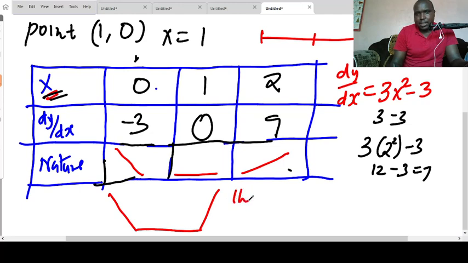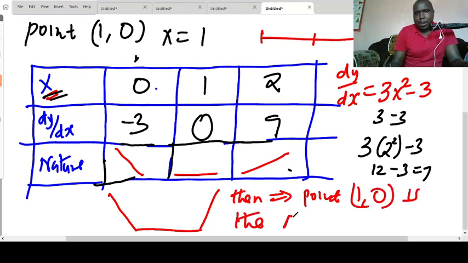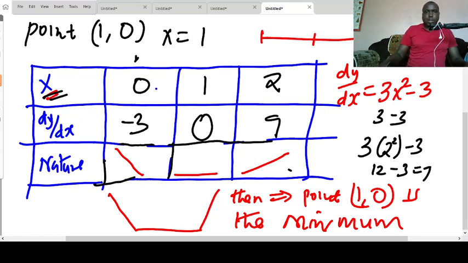Then it implies that the point (1, 0) is the minimum. And that is how you score your 10 marks up to that point. Up to that point you have scored your 10 marks and you become happy when you get that one in an exam.